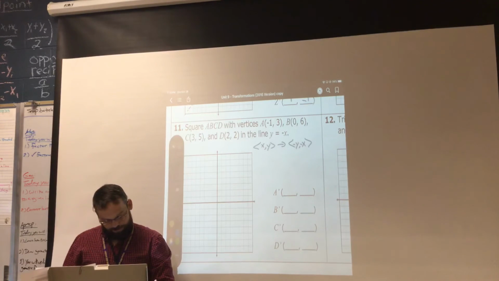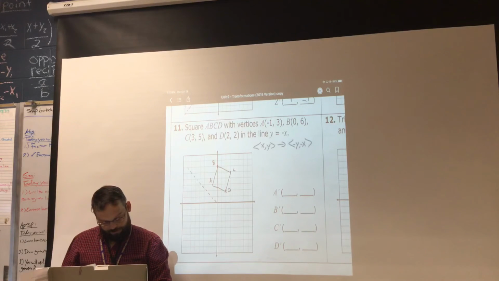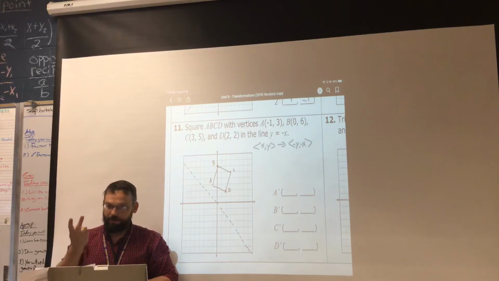So black for the pre-image there. Negative 1, 1, 2, 3. It's A, B, 1, 2, 3, 4, 5, 6. 1, 2, 3. 1, 2, 3. There's that, and 2, 2. C, D. So we've got a little square here. So if I'm going to go over the line y equals negative x, that's the line doing this right here. So it's that line. So every point is going to be flipped and negated.